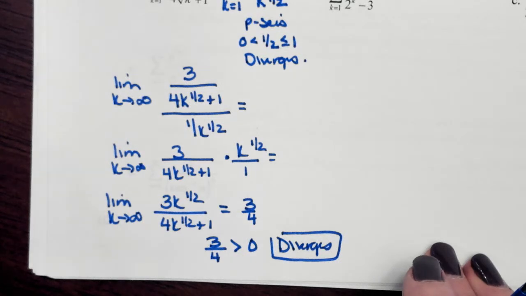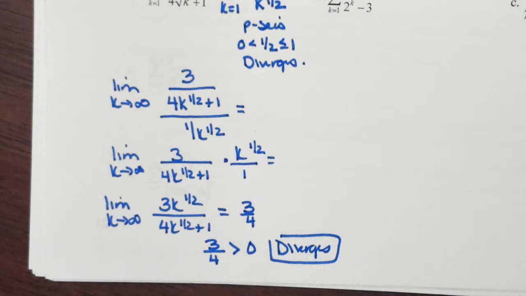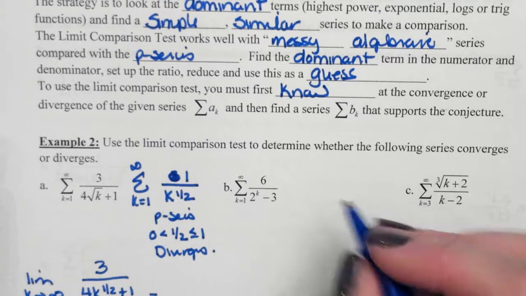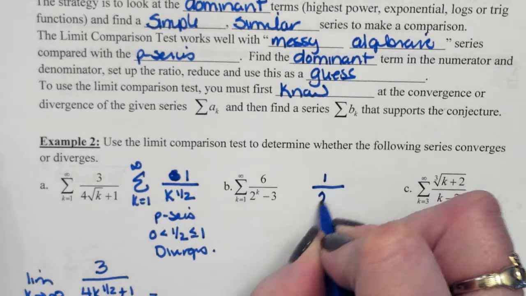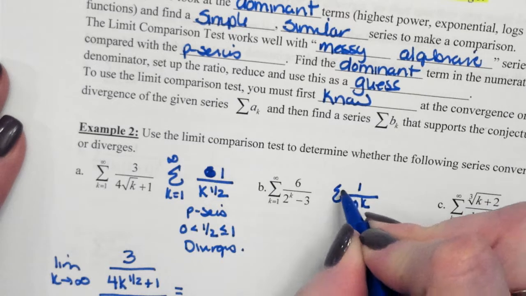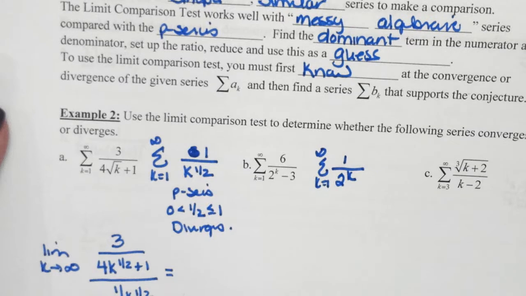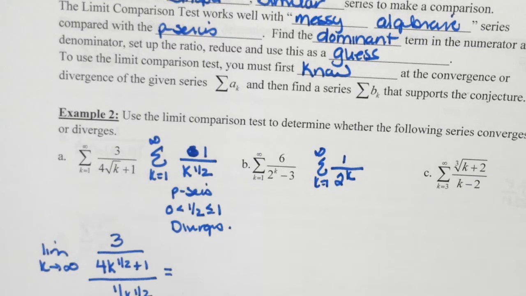So next I've got the 6 over 2 to the k minus 3. So again, when I take a look at 6 over 2 to the k minus 3, I can do a comparison to 1 over 2 to the k. So I'm going to compare it to my series k is equal to 1 to infinity of 1 over 2 to the k, again, I'm looking at that particular series.